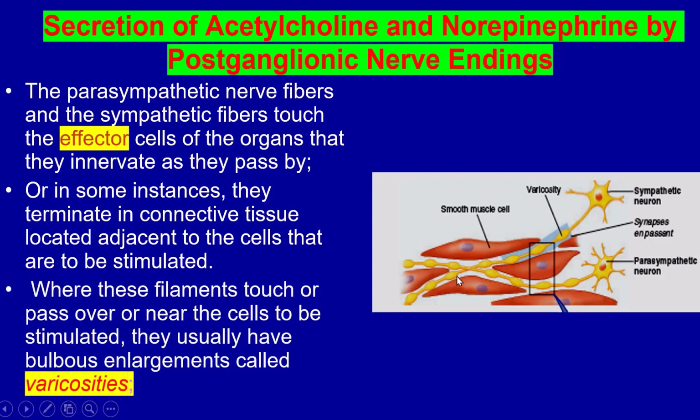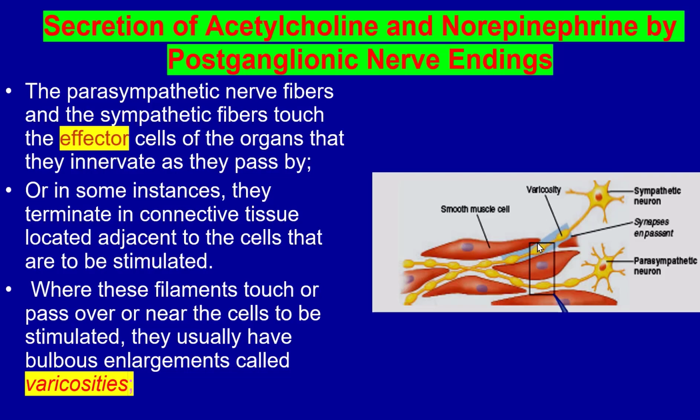Remember that the sympathetic and parasympathetic systems supply cardiac muscle, smooth muscle and the muscle of glands, where these filaments touch or pass over or near the cell to be stimulated. They usually have bulbous enlargements called varicosities. Here you can see that when these fibers pass the cell they supply and touch it, at that point the nerve terminals bulge out.